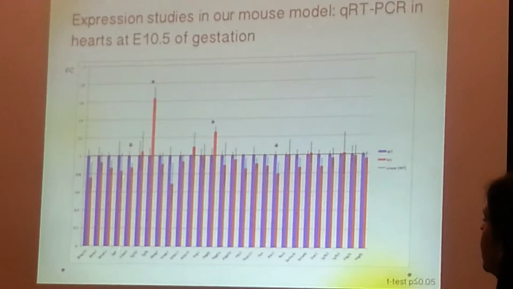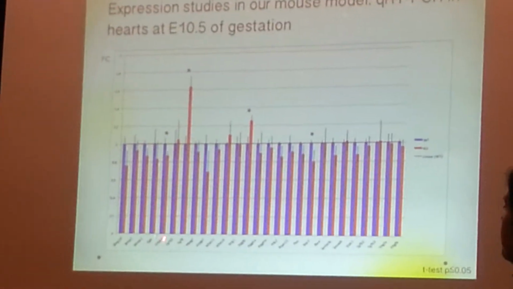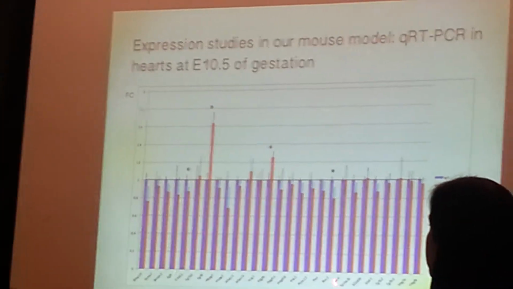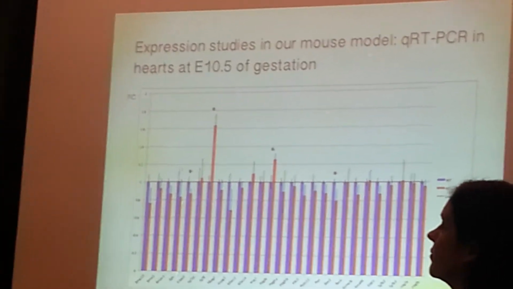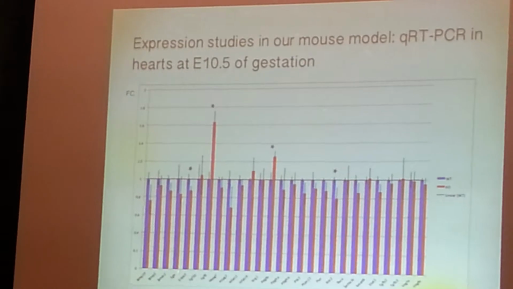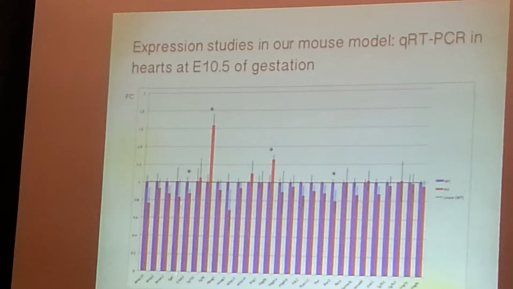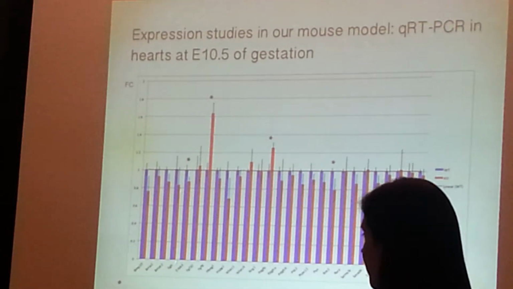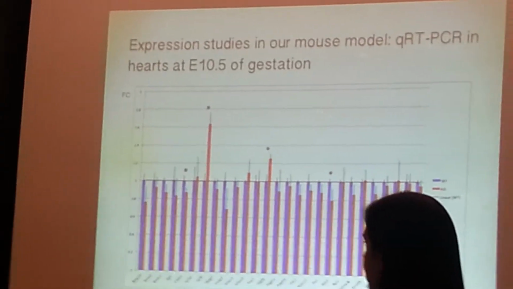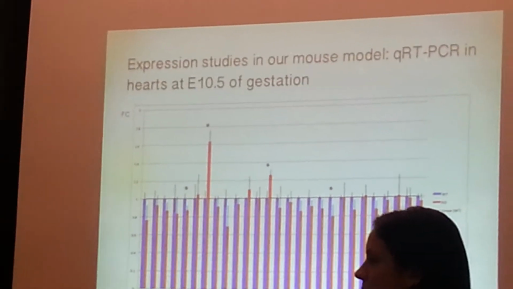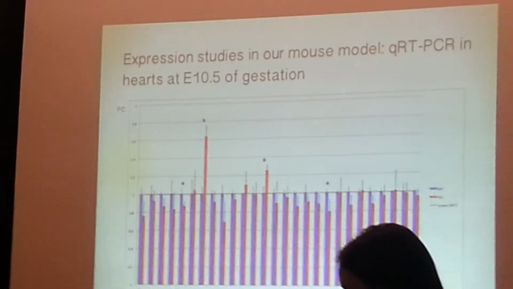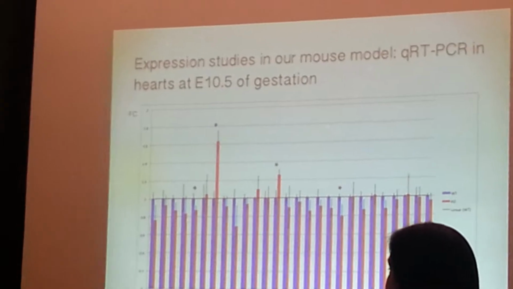Something that caught our attention was ERBB3, a gene that is downregulated, as well as ROR2, also downregulated. They are very important and involved in valve defects and ventricular septum defects. These experiments are still ongoing because we always get more genes and more ideas to do.